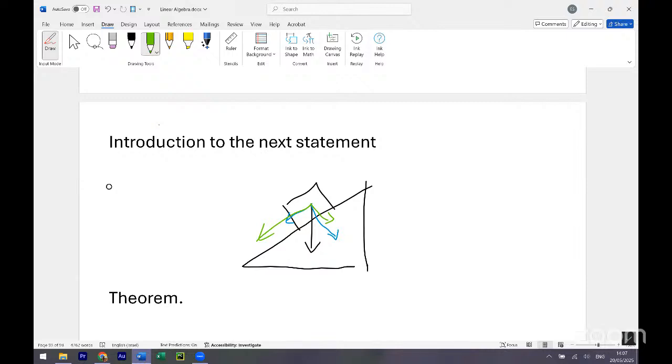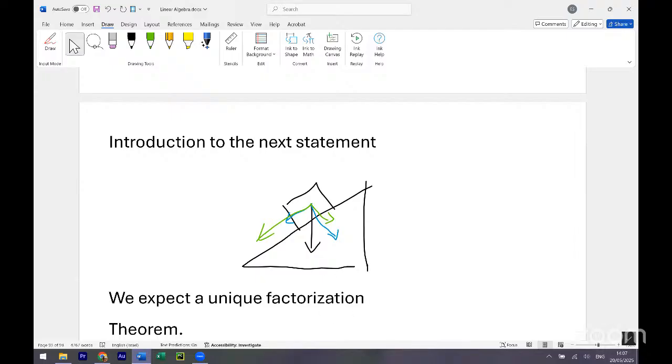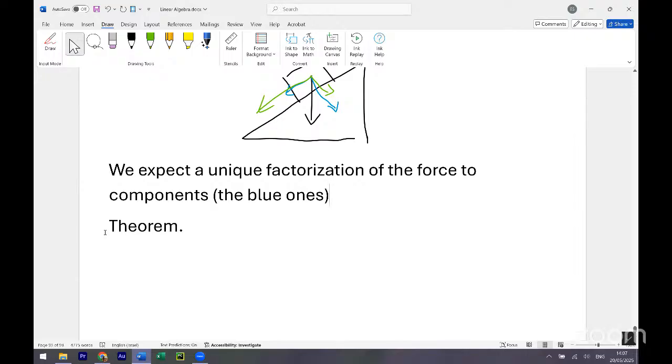And so we expect a unique factorization of the force into components. We'll say the blue ones. Okay, so that's the introduction, and I will state the theorem.